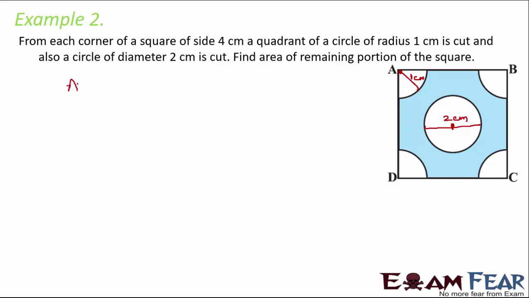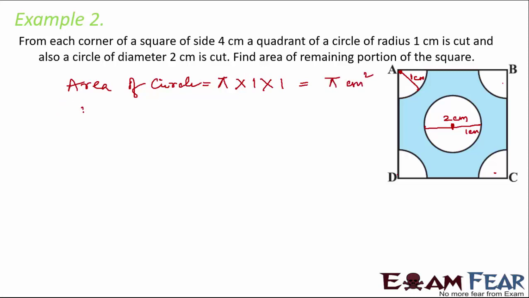First of all, find the total area of the square, then find the areas of these 4 corners, find the area of the center circle, and then subtract these from the total area of the square, right? So let's do that. Let us first calculate the area of the circle which is at the center. That will be equal to pi into r square. The radius will be 1 centimeter, so pi into 1 into 1. So this is equal to pi centimeter square.